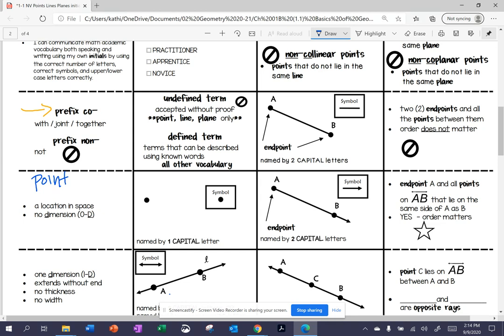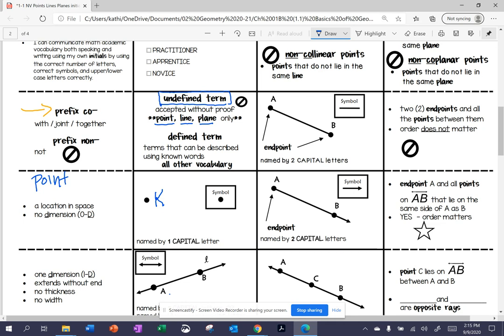So I'm going to ask you to use your first letter from your first name. My first name is Kathy, so I'm going to use K for Kathy. So it's a capital K, and it has a symbol. So point is the first of the undefined terms, and these are terms that we accept without any proof. And the only undefined terms are point, line, and plane. Everything else is a defined term.